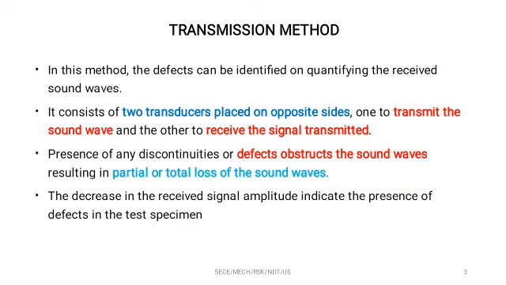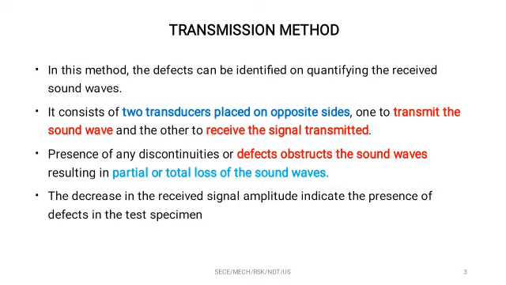Now coming to the transmission method, the defects present in the test specimen are identified by quantifying the received sound waves. As we have seen in part 1, the basics of ultrasonic testing, sound waves are made to propagate through the workpiece or the test specimen, and based on the signal received back, the presence of flaws or defects is interpreted. So in this transmission method, the defects are identified by quantifying the received sound waves.